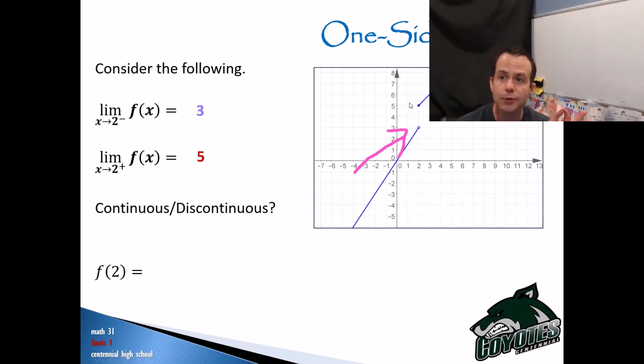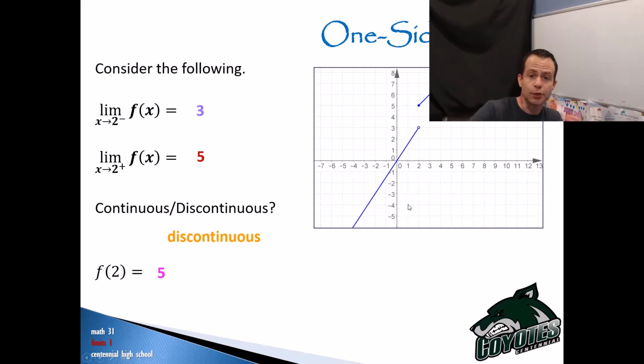Was this continuous or discontinuous? It is discontinuous. There's a big gaping hole in that graph. I cannot draw this graph without lifting my pencil. And what does f of 2 equal? In this instance, look for the circle that's colored in. f of 2 is 5. This speaks of discontinuity because the limit on the left does not equal the limit on the right. They were two different numbers. As soon as the limit on the left does not equal the limit on the right, there must be some sort of gap or hole there.